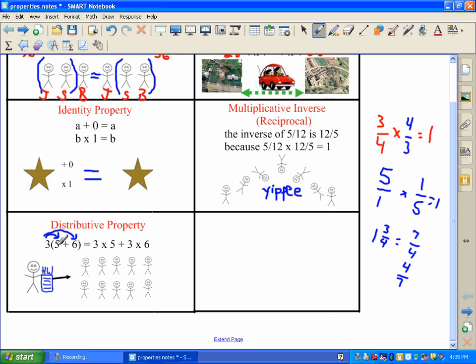You can see this will work because 5 plus 6 is 11. 11 times 3 is 33. Where 3 times 5 is 15, and 3 times 6 is 18. If I add those, I also will get 33. So that's what the distributive property says: you can give out this multiplication. As long as you give it to everybody inside the parentheses, you'll get the same answer. So our little picture to remind us of this is me giving out homework to everybody.